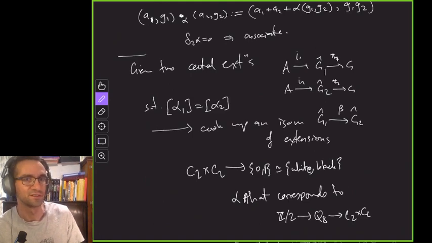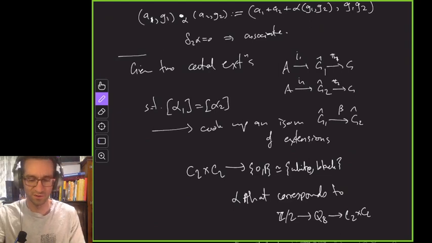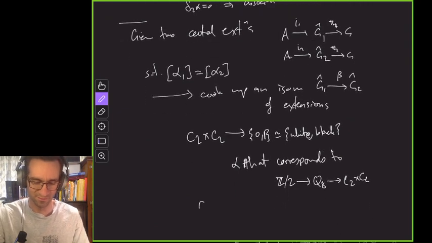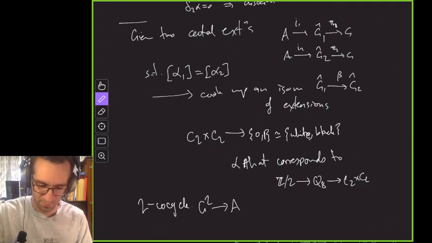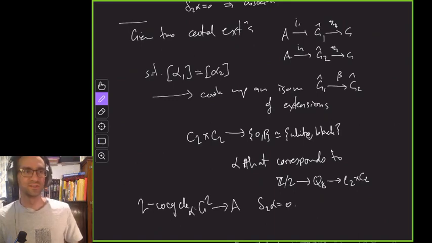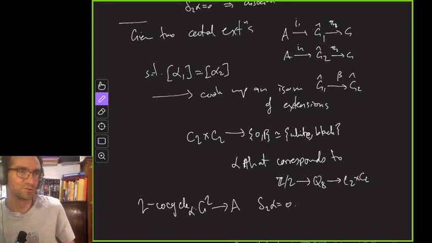And it's related to the 2-cocycle. So it's one of these things, right? G squared to A is a 2-cocycle. I say cocycle because I really just mean 2-cocycle: delta 2 alpha equals 0. Elements in cohomology are generally called cocycles.